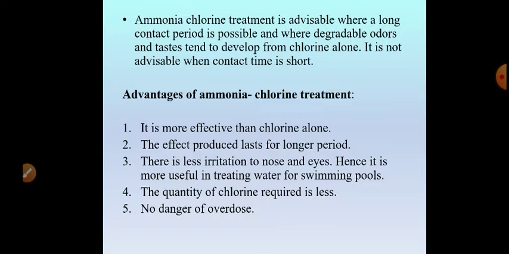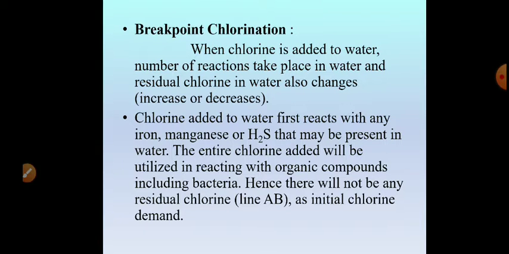Okay, what are the advantages of ammonia chlorine treatment? Number one, it is more effective than chlorine alone. Number two, the effect produced by chloramines persists for a longer period of time. Then there is less irritation to eyes and nose, hence it is more useful in treating water from swimming pools. The quantity of chlorine required is less and there is no danger of overdose. So ammonia chlorine treatment is preferred in swimming pools over chlorine.